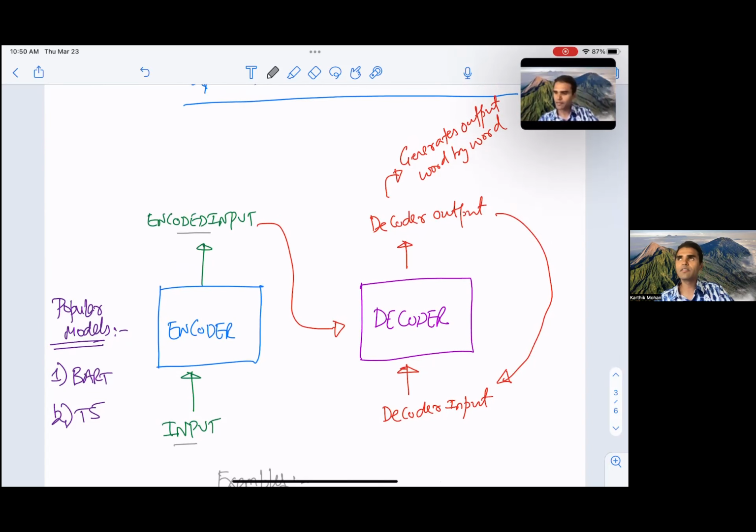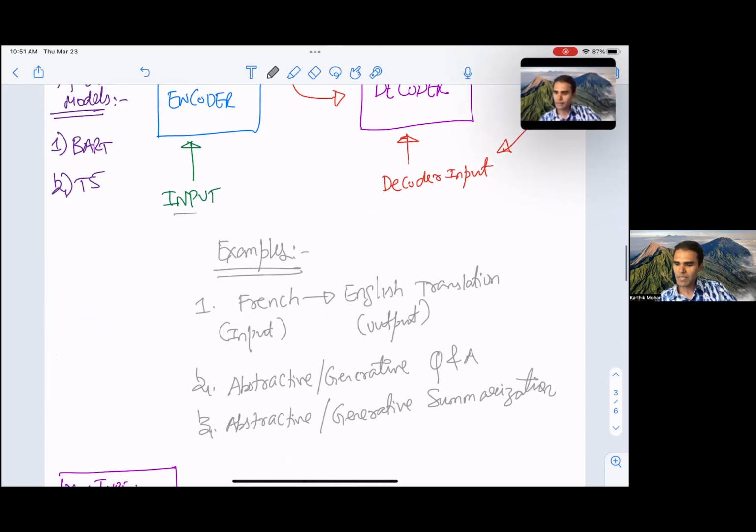And one of the key things about transformers is that they use attention. So there is self-attention in both encoder and decoder, but in the case of encoder decoder architecture, you also have cross attention between the encoder and decoder. Some examples of encoder decoder architecture use are translation and abstractive generative question answering.